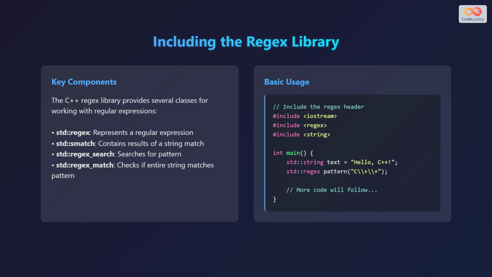Here's a basic example of how to include the necessary headers and set up a simple regex pattern matching. First, include the iostream, regex, and string headers. Then inside the main function, create a string variable called text and assign it the value "hello, C++". Next, create a std::regex object named pattern, initializing it with the regular expression C\+\+. Note that the backslashes are used to escape the plus sign since plus has a special meaning in regular expressions. More code will follow in the next examples.